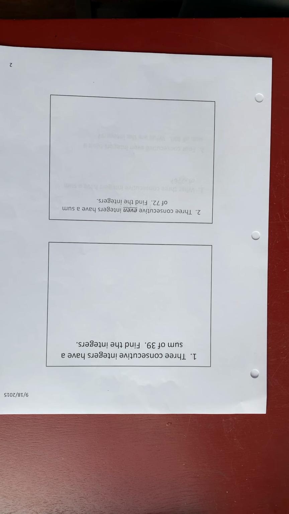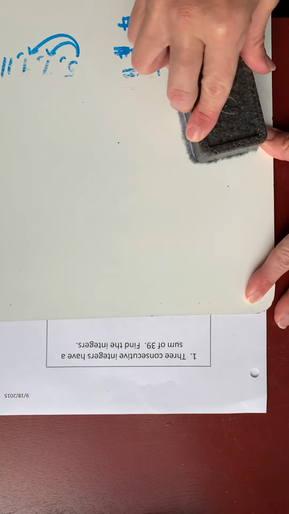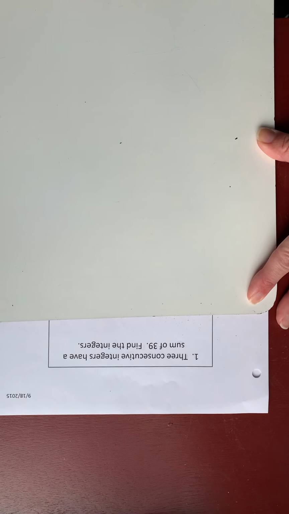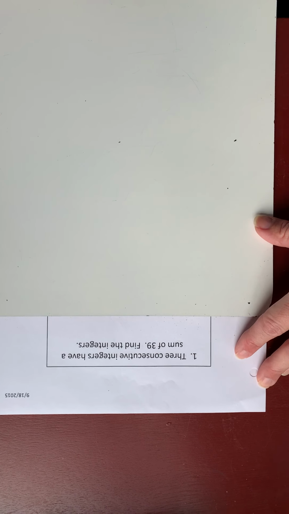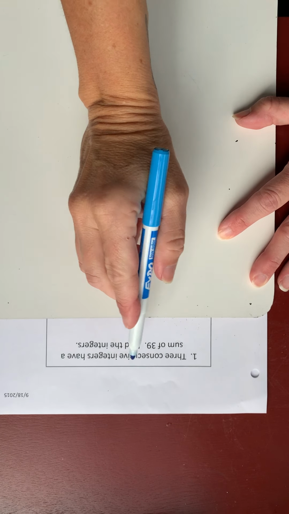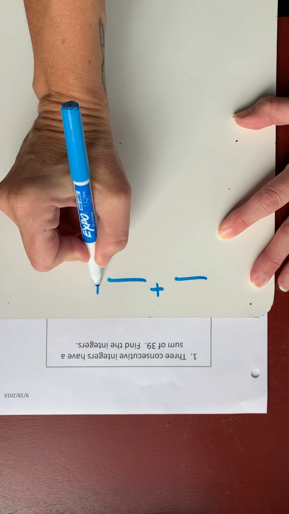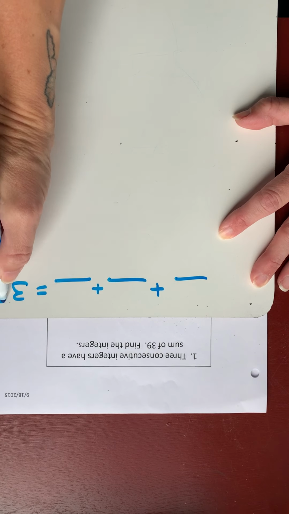So the first problem says, 3 consecutive integers have a sum of 39. Find the integers. Well, you could do this without algebra completely, but I want us to use algebra so that when the problems get harder tomorrow, we know what we're doing and we're comfortable with the setup. So 3 consecutive integers have a sum of 39. That means I have 3 numbers that add up to 39.